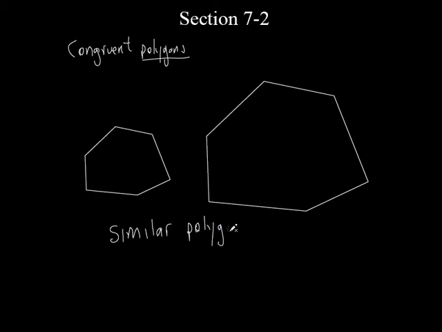So it's a little different than congruent. Congruent means all the sides are equal and all the angles are equal, right? The corresponding sides are equal and the corresponding angles are equal. On similar polygons, we have 2 things as well. We can say that the corresponding angles are equal, just like it was true on the congruent polygons, but something's different about the sides.